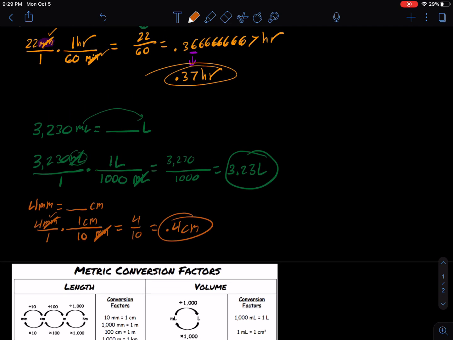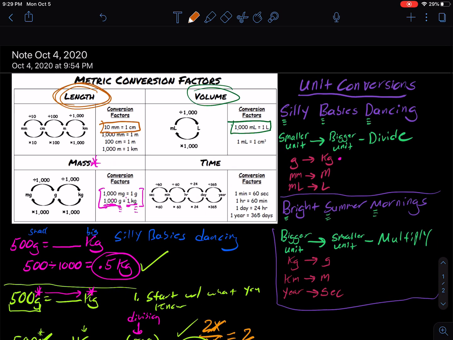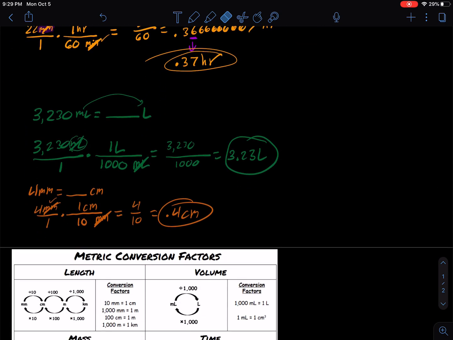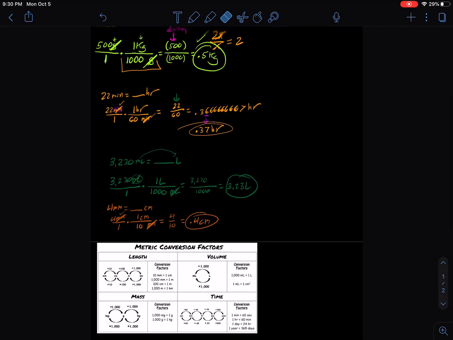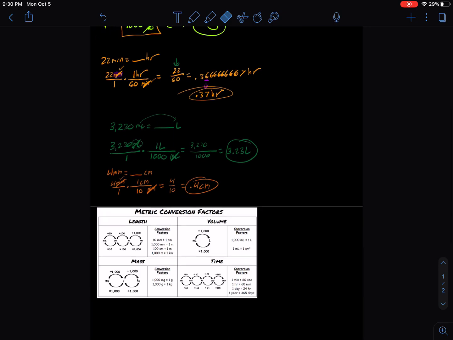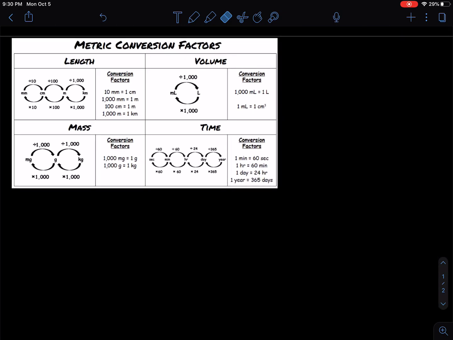Again, you could have done the cheat sheet by just taking 4 divided by 10, because going from millimeters to centimeters, we will be dividing by 10. So you can use the cheat sheet, but it is useful to figure out how to work through these problems. So all of these up here were examples of silly babies dancing, smaller unit to bigger unit. Now let's do some bright summer mornings, from a big unit to a smaller unit.